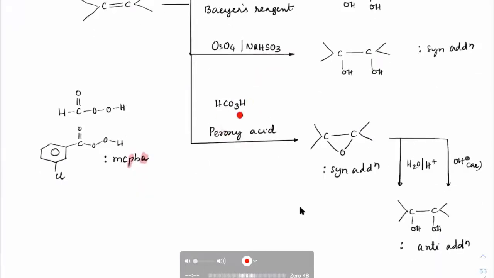With peroxy acids, first there is an intermediate, an epoxide, forming. Later on, on hydrolysis, we will get an anti-addition to give two OH groups. So this is what we have ended up with.